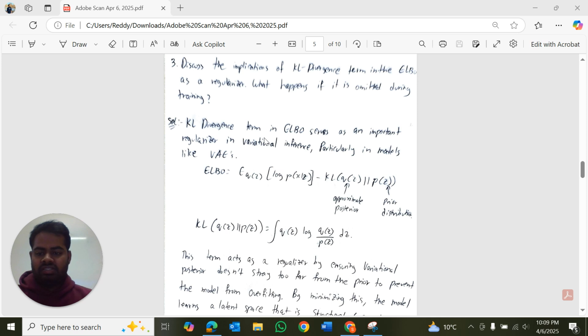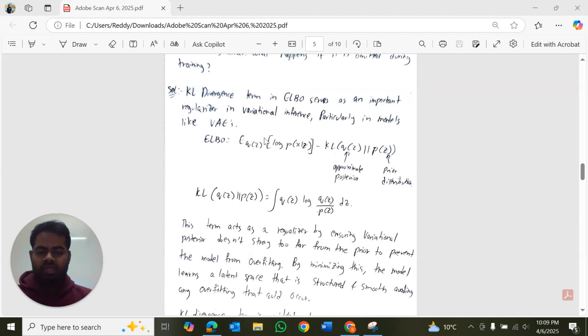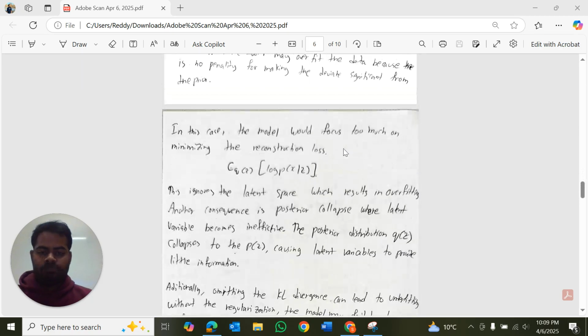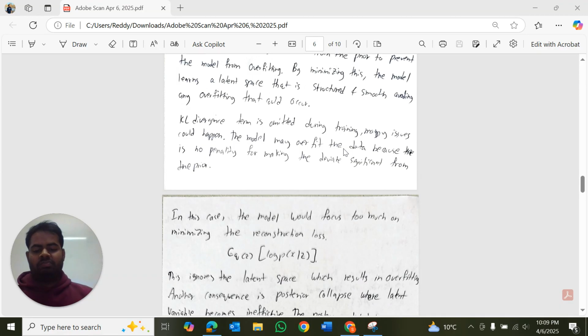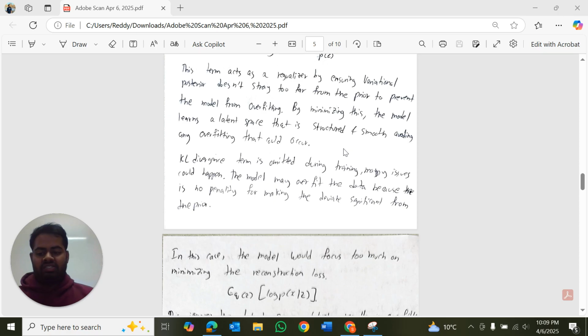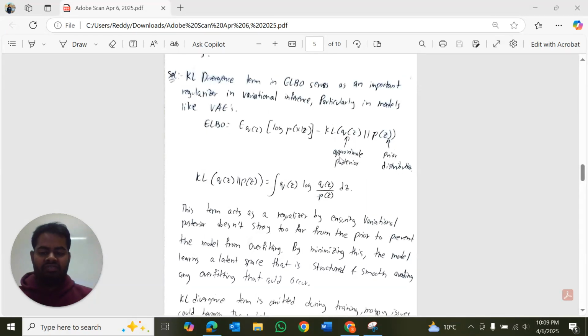And the KL divergence term in the ELBO serves as a regularizer in variational inference, specifically in VAEs. So the ELBO has been expressed as this, where q(z) is the approximate posterior and p(z) is the prior. So the KL divergence penalizes the differences between the approximate posterior and the prior, and this term ensures that the posterior distribution does not stray too far from the prior, preventing overfitting and maintaining a structured latent space.